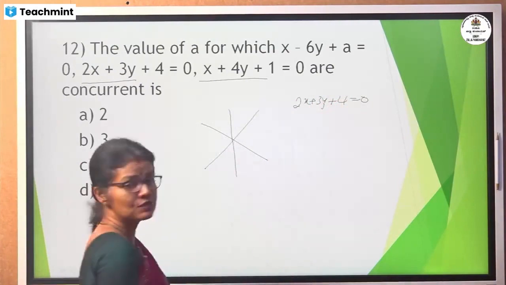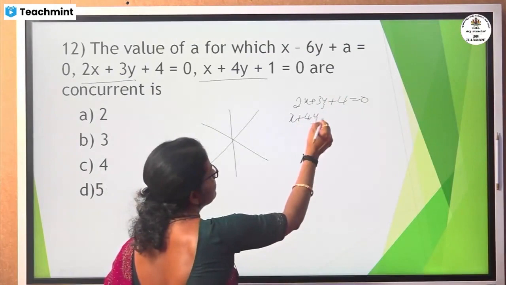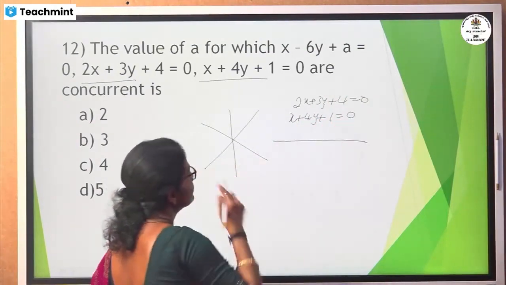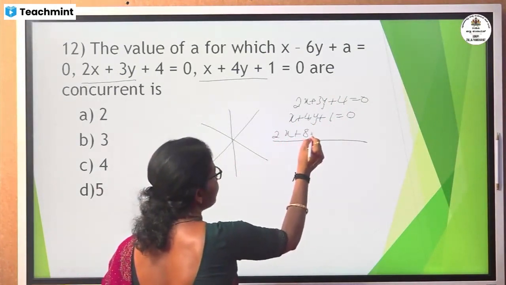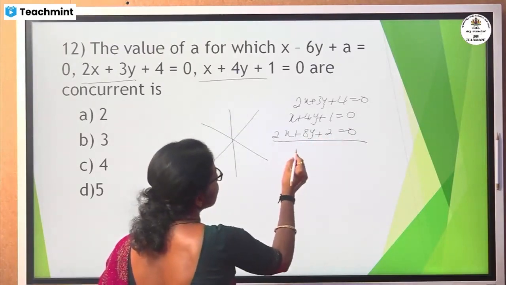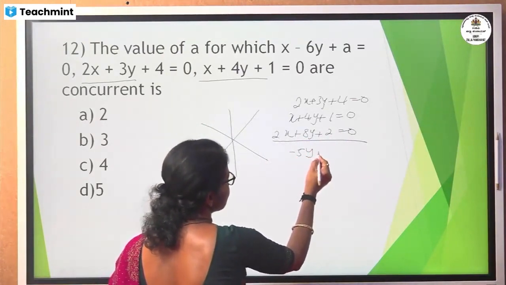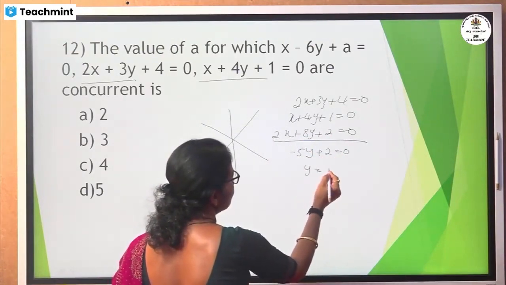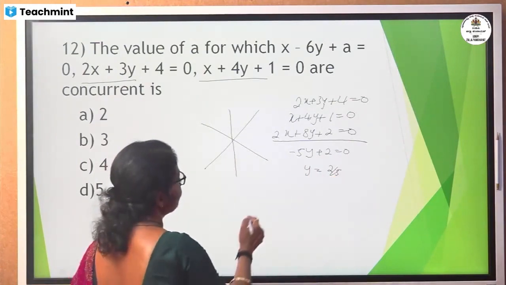Second one, x plus 4y plus 1 equal to 0. If you simplify this, it is 2x, 4 2s are 8y plus 2 equal to 0. Subtract: 3y minus 8y is minus 5y, 4 minus 2 is 2, plus 2 equal to 0. So y is equal to 2 by 5. Substitute that value and get the value of x.